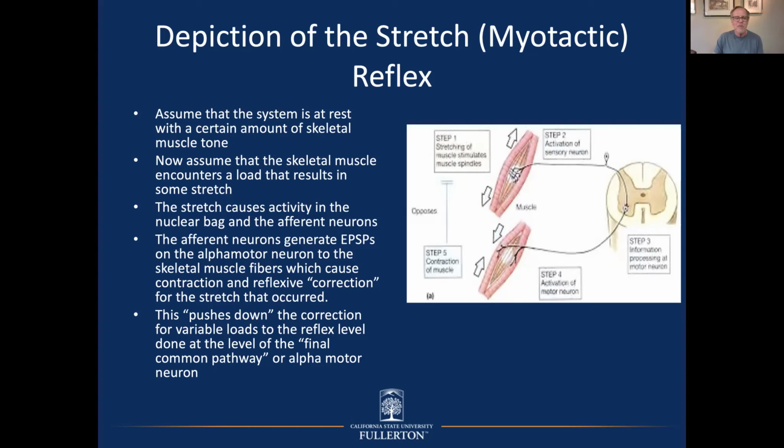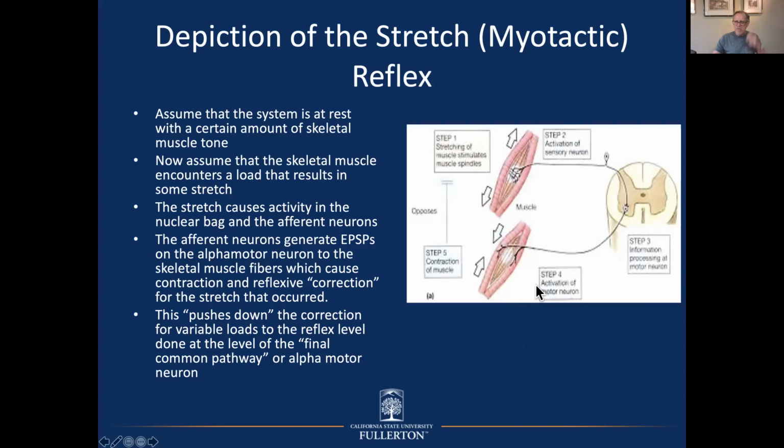co-articulation, the phonetic environment. And this pushes down the correction for variable loads that are encountered in every movement to the reflex level. And it happens very fast, of course, it's here to here, as opposed to from here all the way up to the brain, make some correction all the way back down, see? So that is what happens. This pushes down the correction for variable loads to the reflex level done at the level of, well, the alpha motor neuron, but you can begin to see why that's also called the final common pathway.